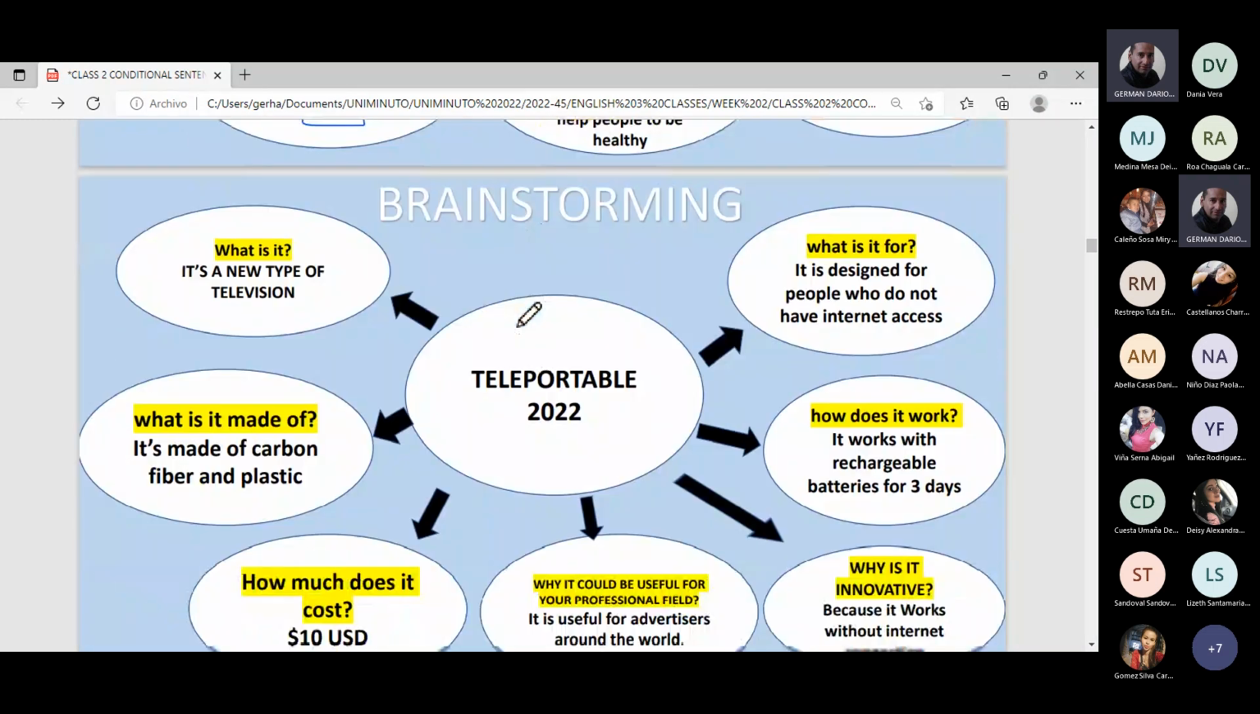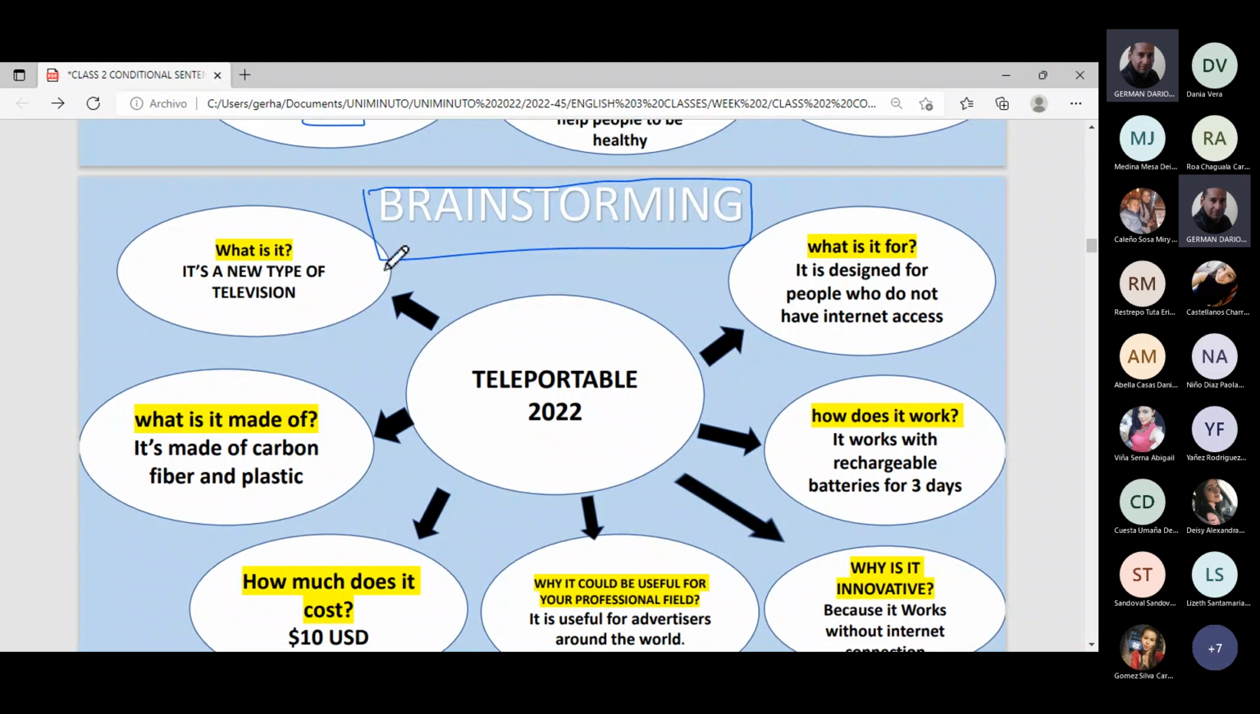But the idea is that we're going to use brainstorming, okay? La idea es que vamos a tratar de usar una lluvia de ideas para crear nuestro invento.